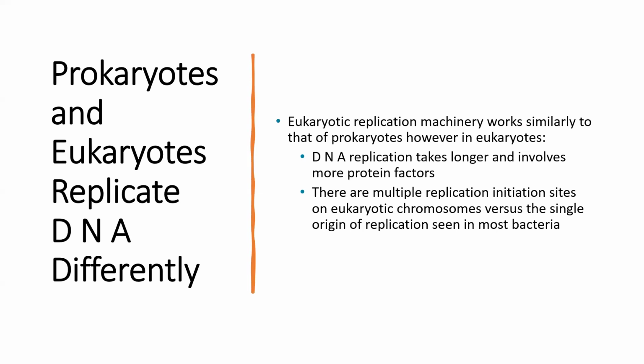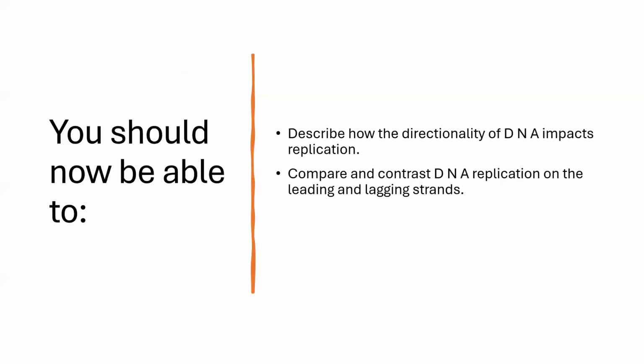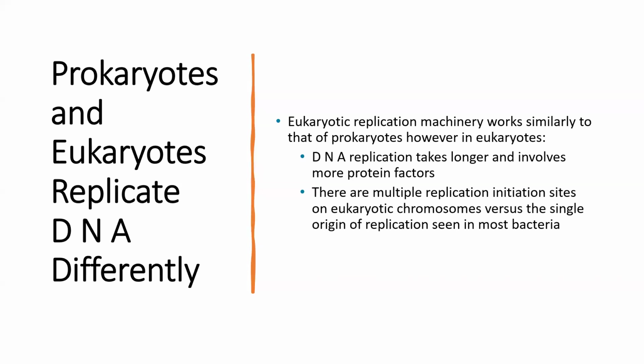So prokaryotes and eukaryotes are a little bit different in this. We're going to focus primarily on prokaryotes, which is what we just talked about, although we will talk a little bit about some of the stuff that happens with eukaryotes here. Specifically, replication takes longer. It also has multiple initiation sites, while bacteria and archaea have a single origin of replication. And that's all we're going to discuss about the differences here. We do have some other differences we're going to talk about between eukaryotes and prokaryotes in a future lecture.